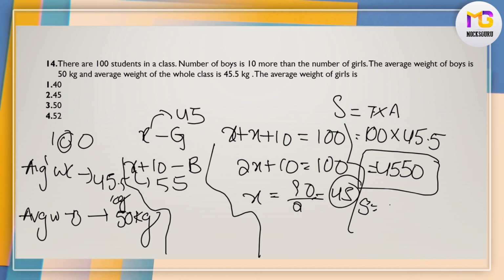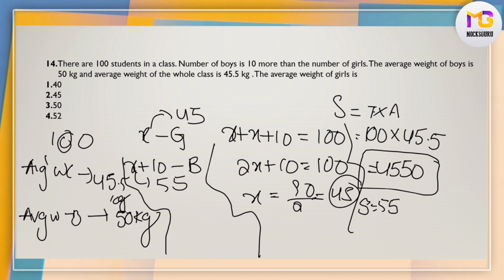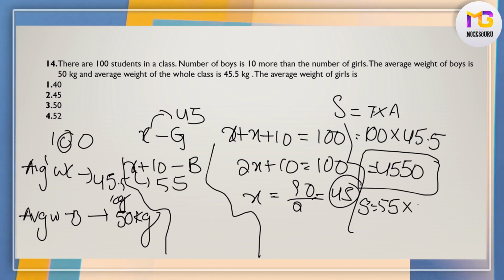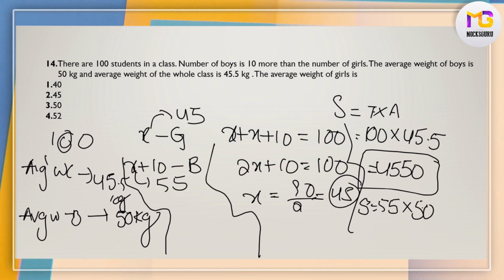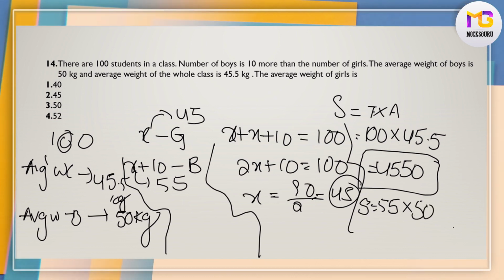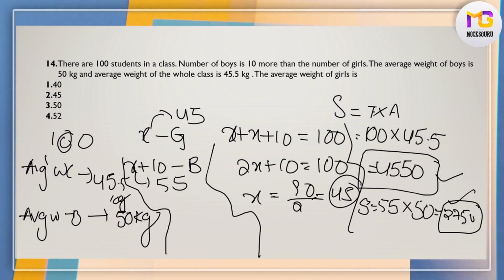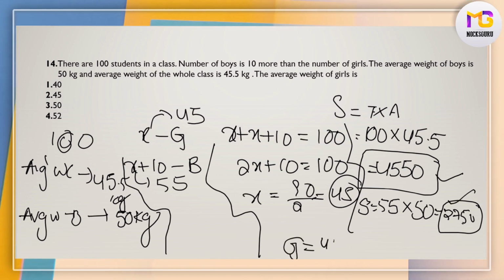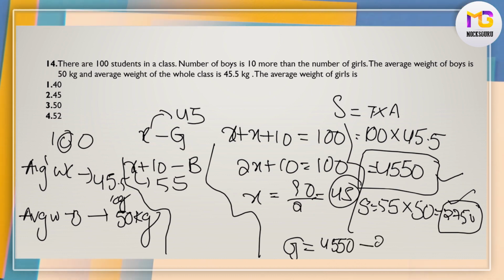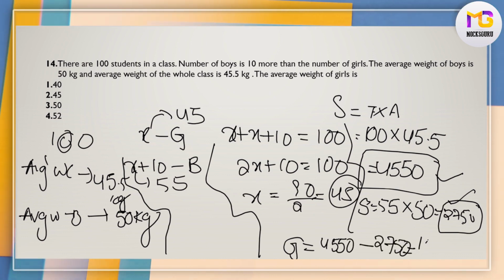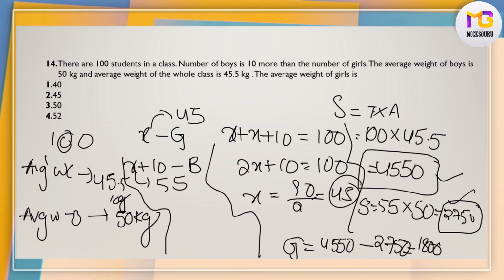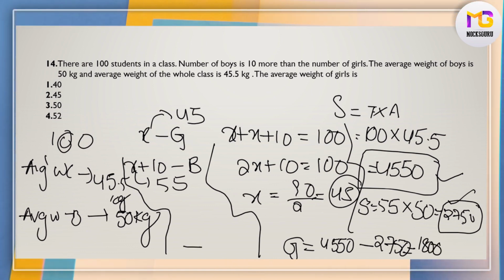Find out the sum of boys. Total number of boys is 55. Then we have to multiply it with the average weight of boys, which is nothing but 50. Then we'll get 2750. So if we subtract this from the total sum, we will get the girls' one. So girls' sum is equal to 4550 minus 2750. This is nothing but 1800. So to find the average weight, we have to divide 1800 by the total number of girls, which is 45.